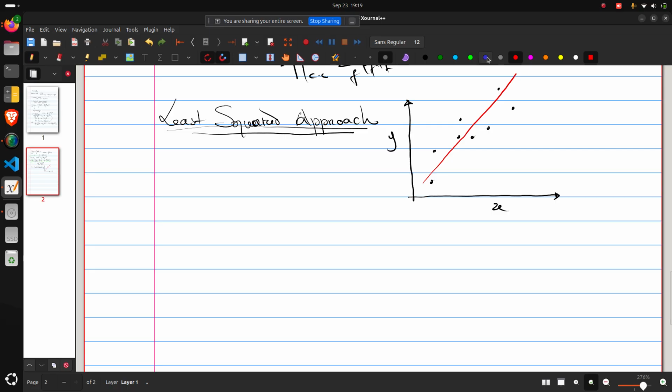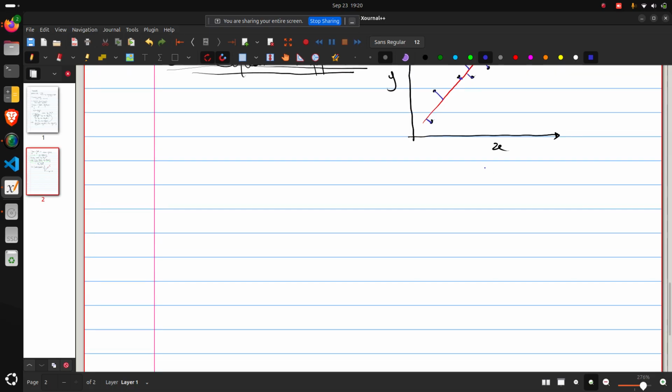This line might not be passing through any of the points that you get from the experiment, but in a least squares sense, it will have the least errors. We compute the distance from each of these points to the line, and we try to minimize this distance as much as possible. This is a similar approach that we take here to compute the gradients.